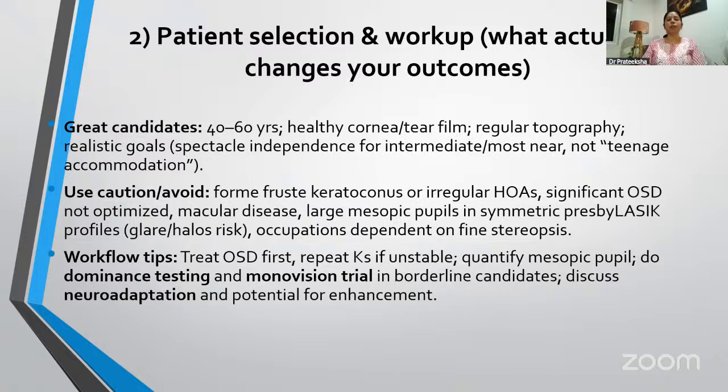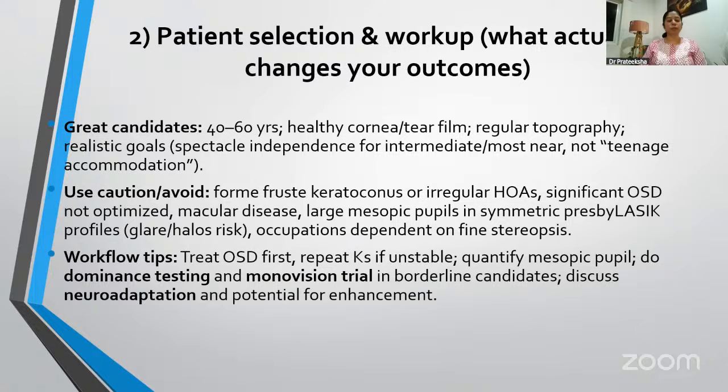Patient selection, workup, and what actually changes your outcome. Great patients include those aged 40 to 60 with healthy corneas, healthy tear films, regular topography, and realistic goals: spectacle independence for intermediate and most near, not teenage accommodation. Use caution or avoid in forme fruste keratoconus or irregular corneas, higher-order aberrations, significant OSD not optimized, macular diseases, and a large mesopic pupil.